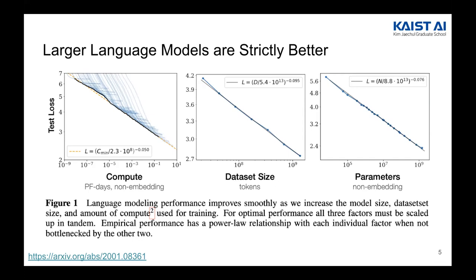it's not just that they can attain lower test loss at some point, but it also means that sometimes if you want to reduce the computational cost, then it makes more sense to actually train a larger model for a shorter period of time than training a smaller model for a longer period of time. Any question about this?